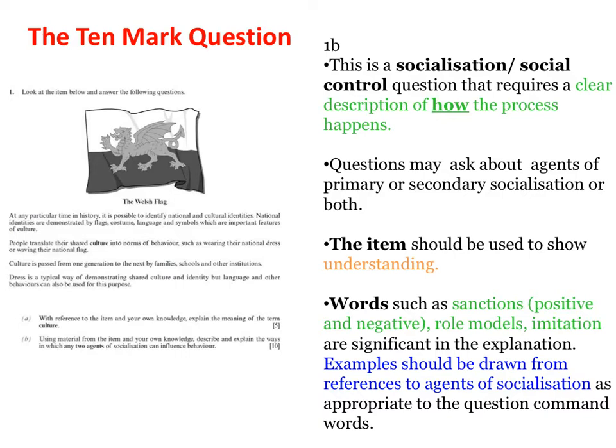Obviously, make sure that you read the question really carefully, because some questions might be quite specific and they might ask you to focus on primary socialisation or secondary socialisation, whereas some questions might require you to look at both stages of socialisation. You need to use the item, so you need to go back to this text that they provided you and try to link some of your examples to the item.